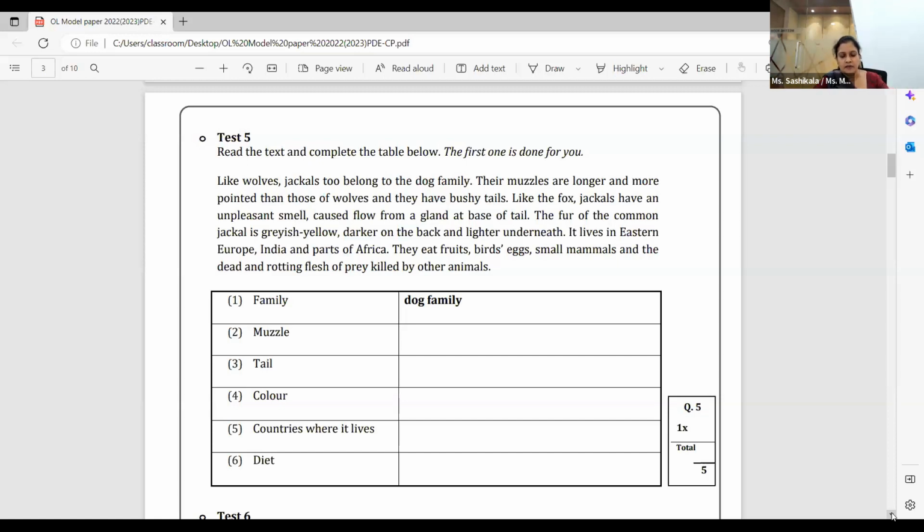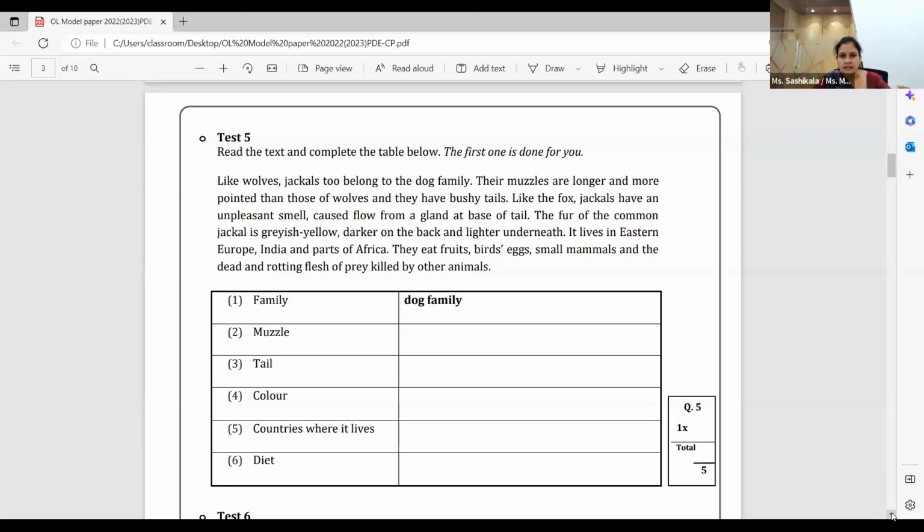Now, whenever you answer a question like this, first of all, you have to look at the 2 columns given here. The first column, I'll read out: family, muzzle, tail, color, countries where it lives, diet. Now you have to find out these words in the paragraph. One example has been given for you. So look at the first example, family. Where do you find this answer? Like wolves, jackals too belong to the dog family. So family should be dog family.